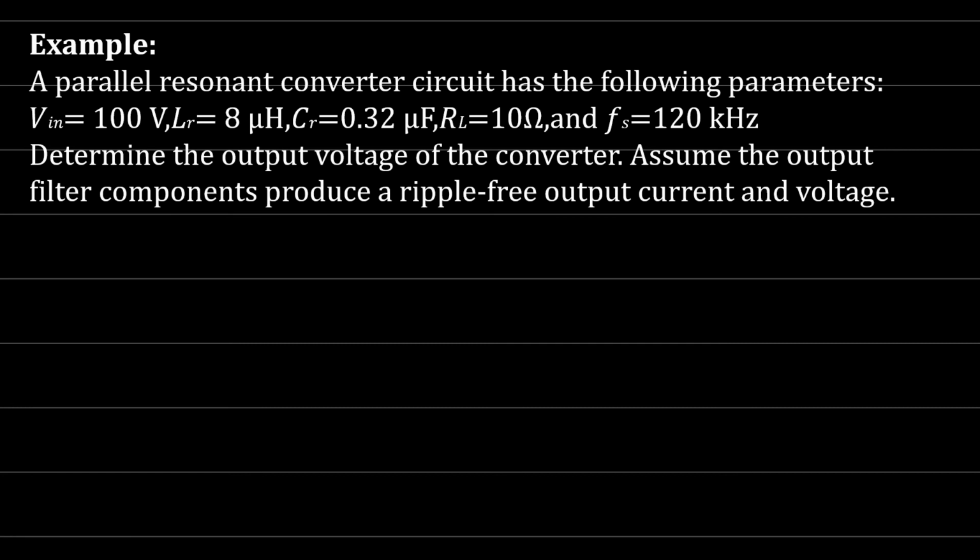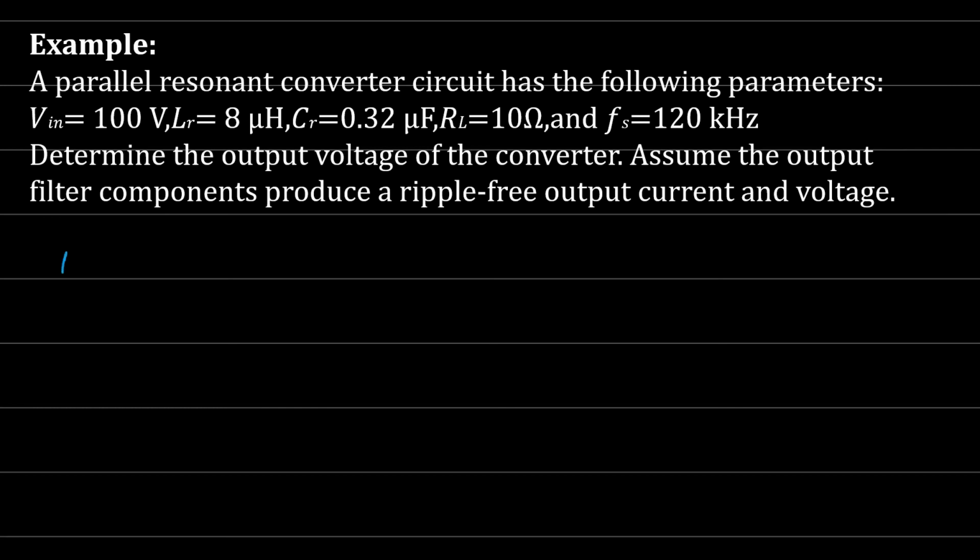Assume that the output filter components produce a ripple-free output current and voltage. So we assume that there is no ripple on the output voltage and current. How to solve this question? This is just a straightforward question. We assume that we operate at the resonant frequency, the current and the voltage are in phase, and the values of the capacitor and inductor are the resonant values.